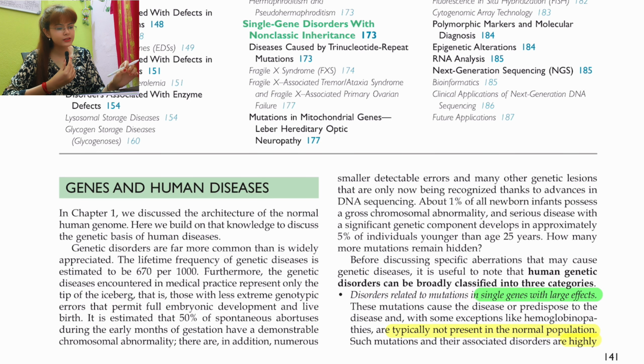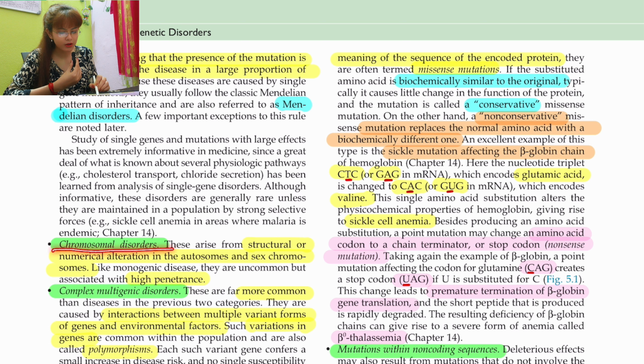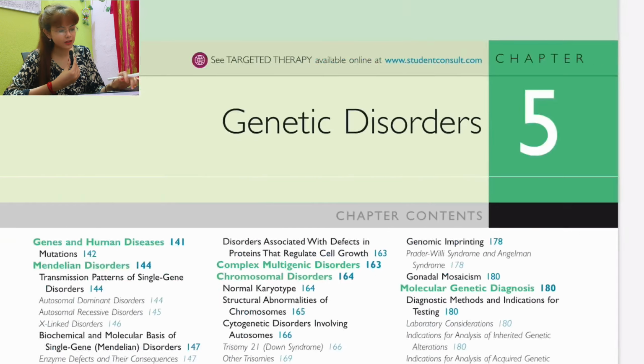Now basically in this chapter of genetics, you need to understand there are three basic categories of genetic disorders. Number one is the single gene defect, okay, disorders related to mutations in single genes with large effects. Number two is going to be your chromosomal disorders. Number three is going to be your complex multigenic disorders. Okay, so these are the basic outline of the genetic disorders.